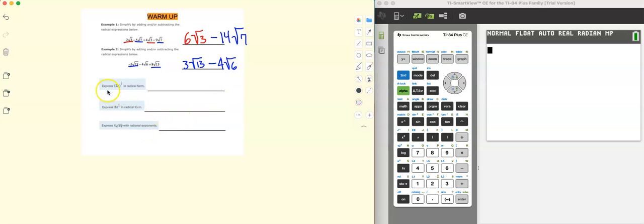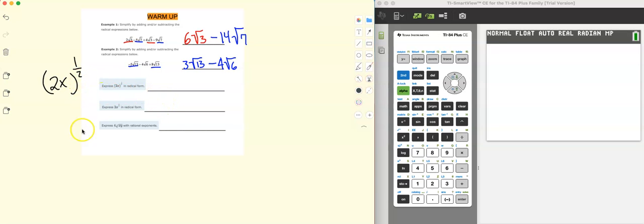Next one, it says express 2x to the 1/2 power in radical form. So remember, if I'm writing this in radical form, I have to rewrite this as a radical. Let me highlight this so that you can see it a little better, because it looks kind of small. So I have the 2x and this raised to the 1/2 power.